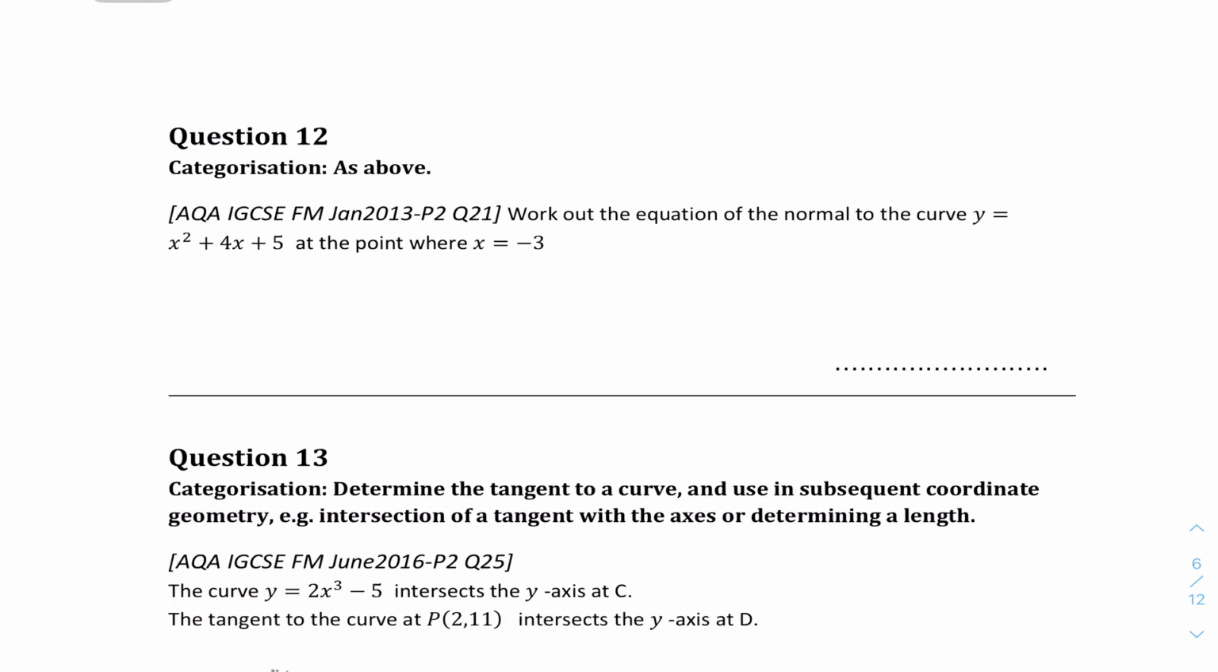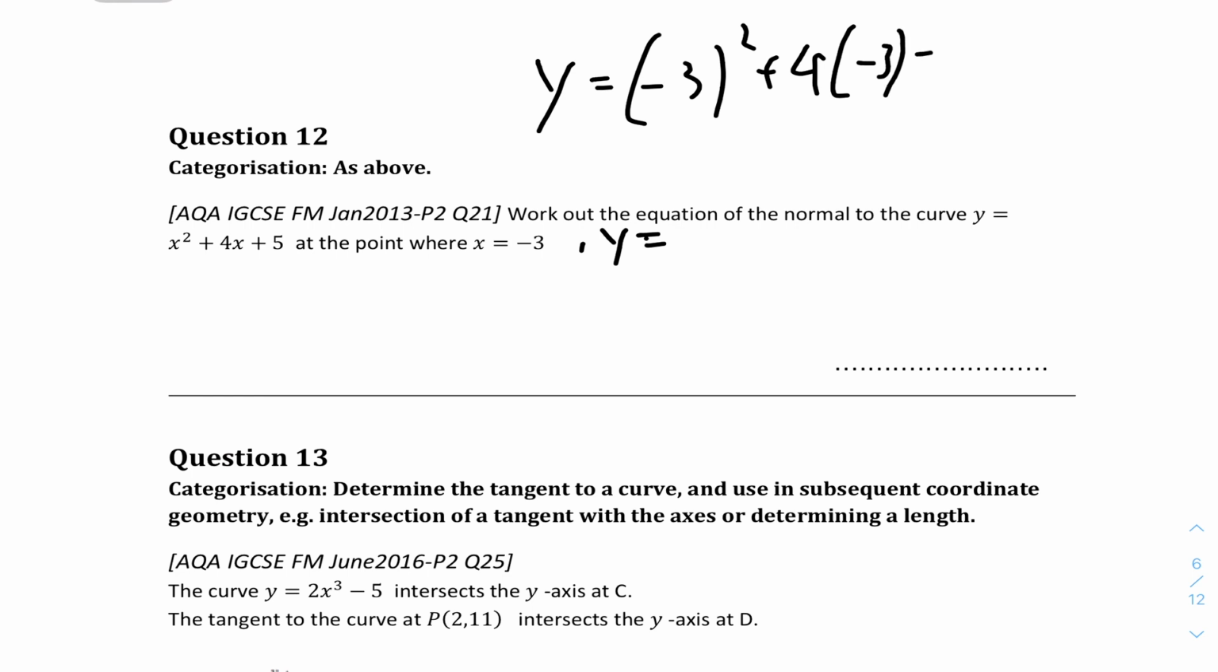And question 12. Work out the equation of the normal to the curve y equals x squared plus 4x plus 5 at the point where x equals minus 3. So let's just find the corresponding y value first. You just substitute the value for x into the equation: minus 3 squared plus 4 times minus 3 plus 5. Let's use the calculator: 9 minus 12 plus 5, which is 2. y equals 2.